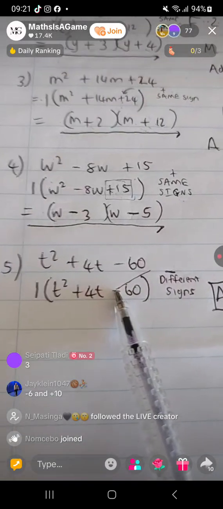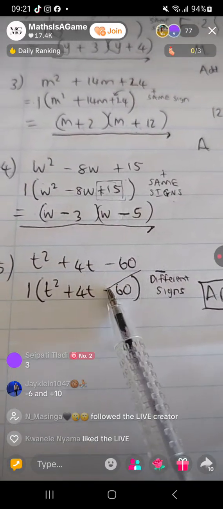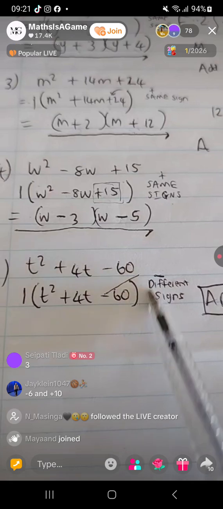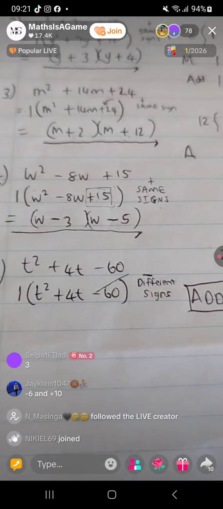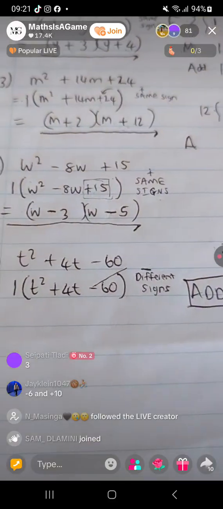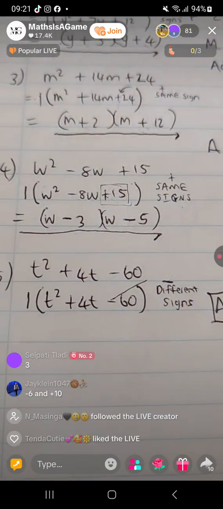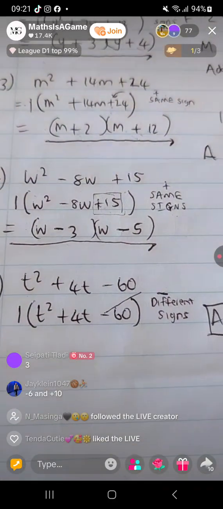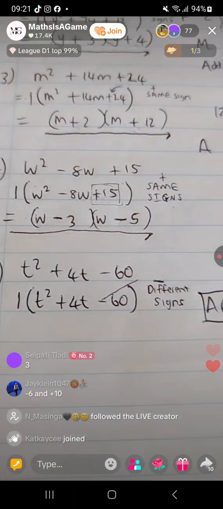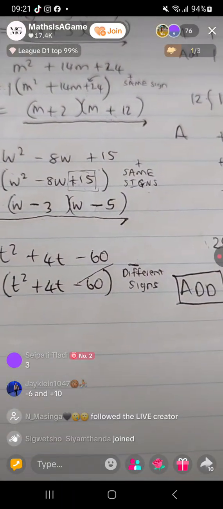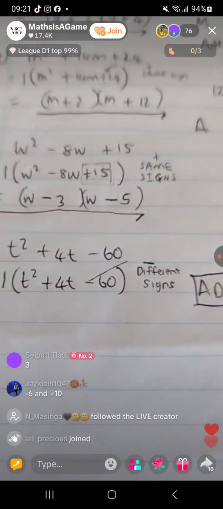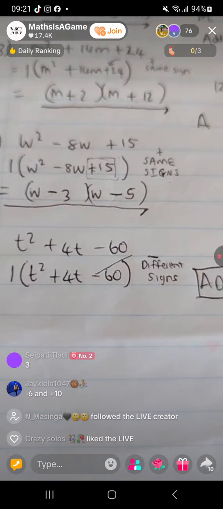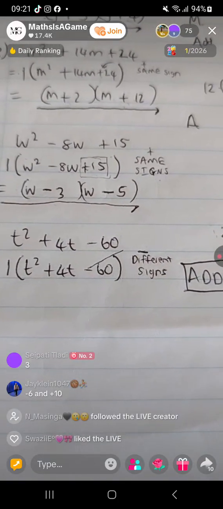Now we have a situation where the constant term is negative. So that means different signs inside the bracket. This time round, we are not going to have the same signs. We are going to have different signs. Please listen to this, guys. Different signs. Not same signs this time round.